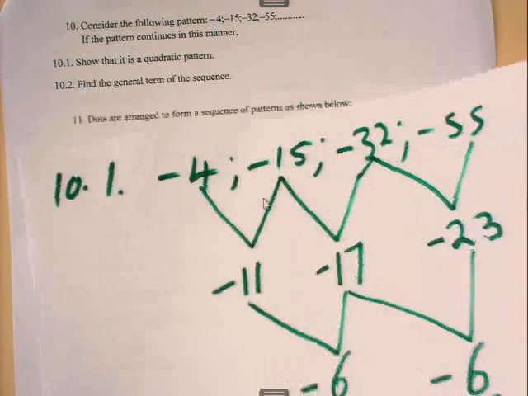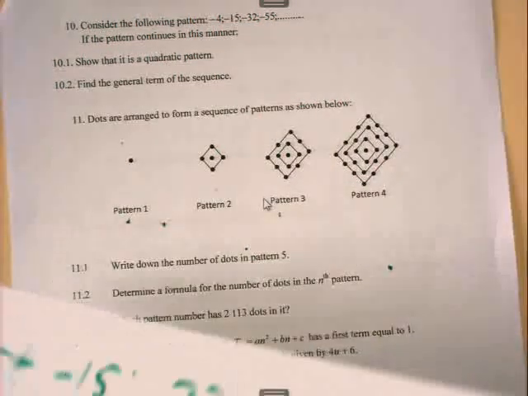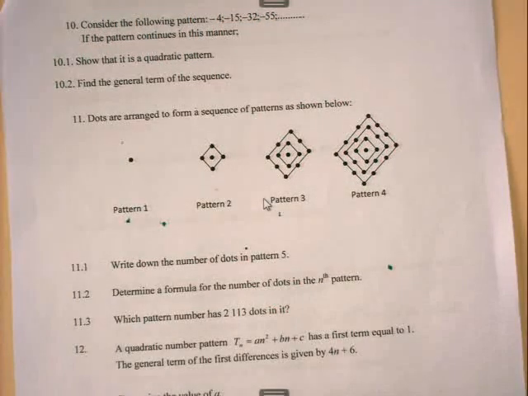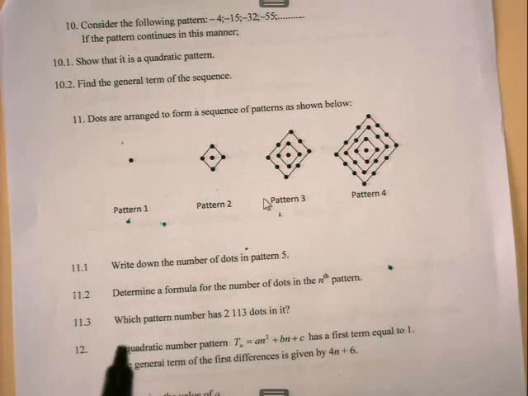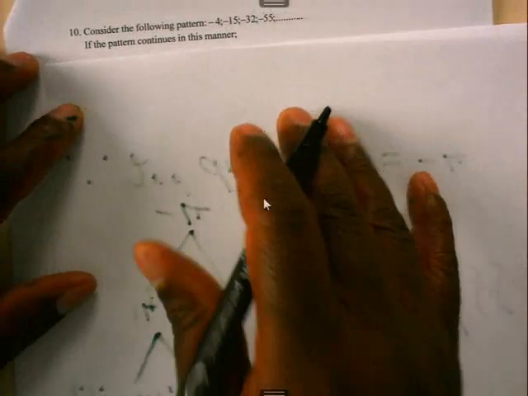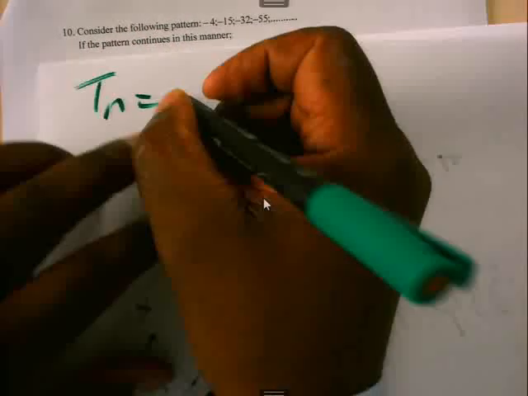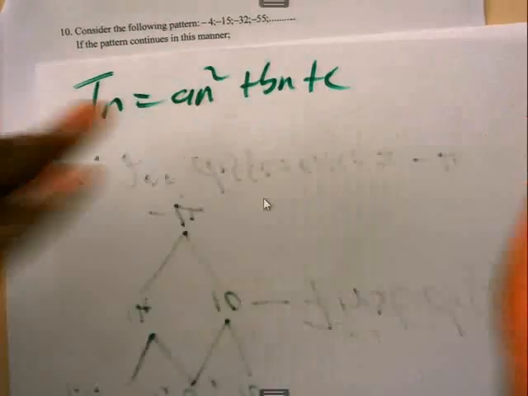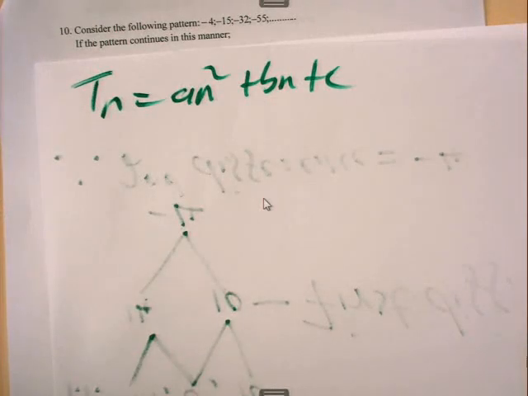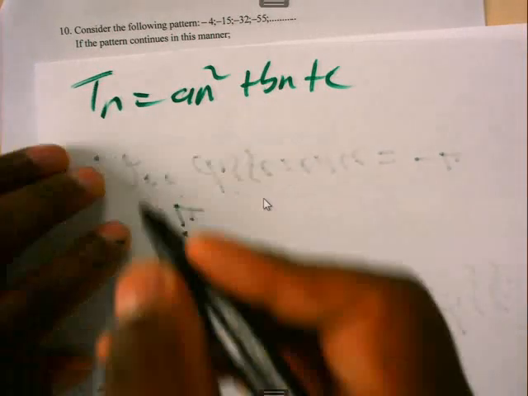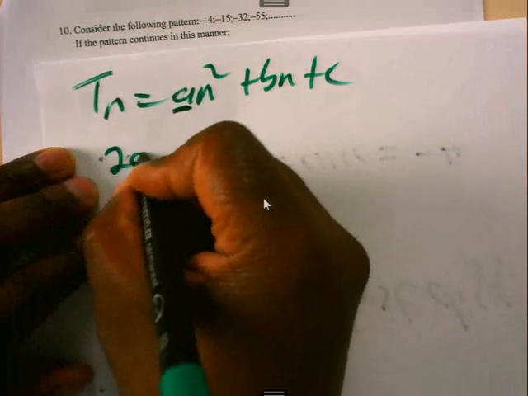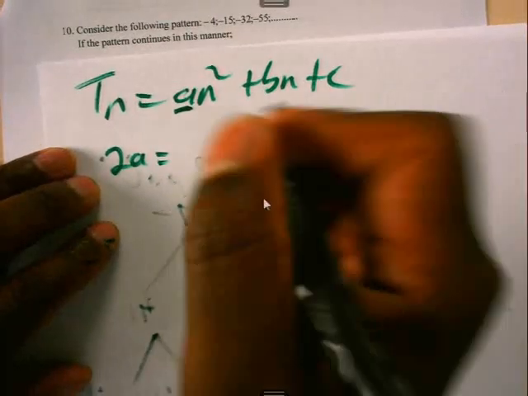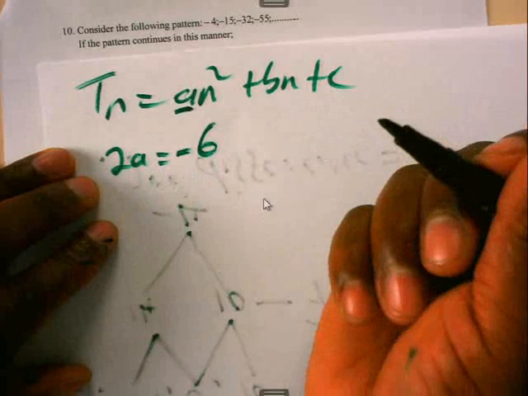We can even solve the last one. The last one states, find the general term of the pattern. I think we must be familiar with determining the general term of the pattern. We have done lots of exercises of this type. Remember, we said the general term is Tn = an squared plus bn plus c. It's easy to determine the nth term, because remember, 2a is equal to the common difference, and our common difference in this case is -6.